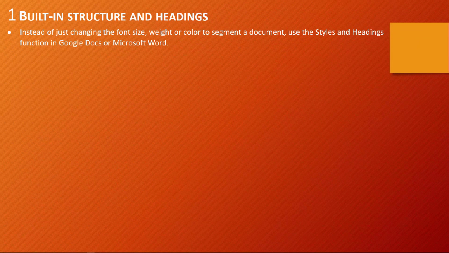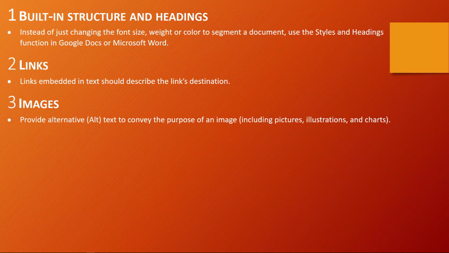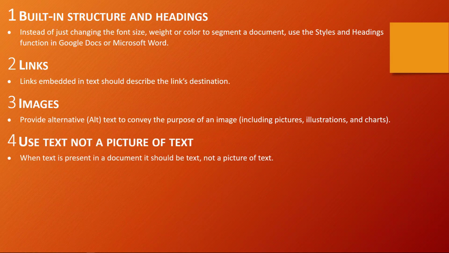Number 1. Built-in structure and headings. Instead of just changing the font size, weight, or color to segment a document, use the Styles and Headings function in Google Docs or Microsoft Word. Number 2. Links. Links embedded in text should describe the link's destination. Number 3. Images. Provide alternative or alt text to convey the purpose of an image, including pictures, illustrations, and charts.